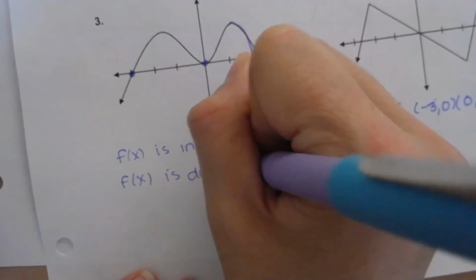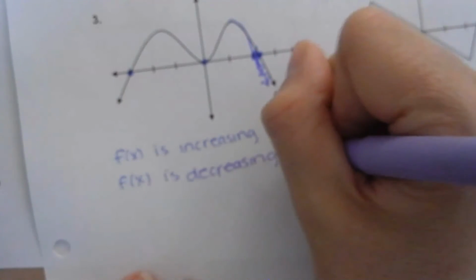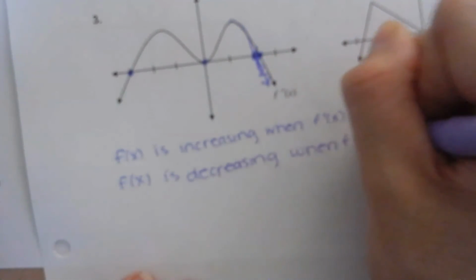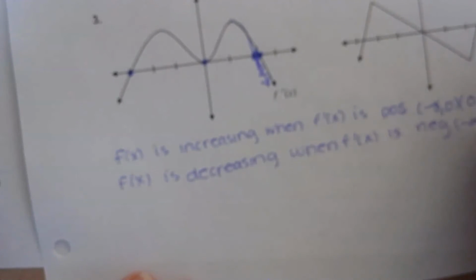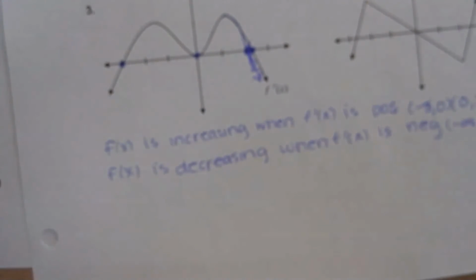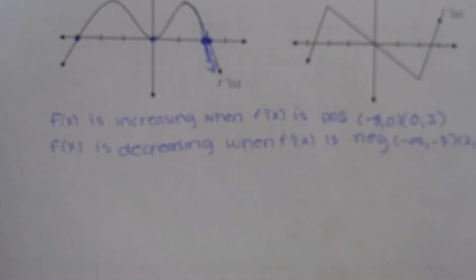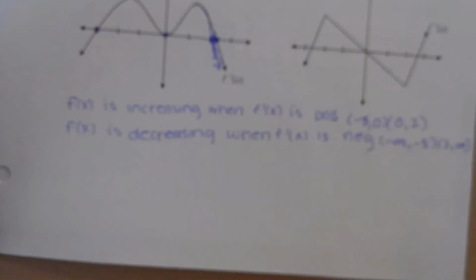f of x is decreasing when f prime of x is negative. So that's -infinity to -3 and 2 to infinity. Since we're not doing 4, I'm just writing all the way across, because I want to use the space below for something else.